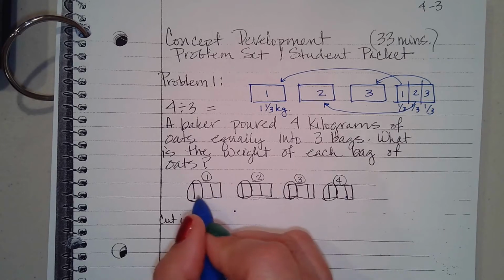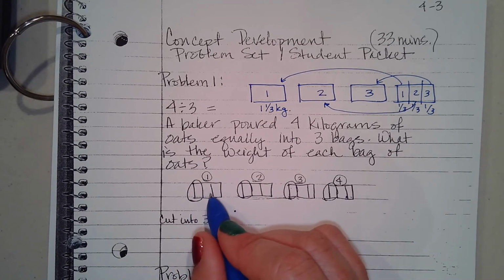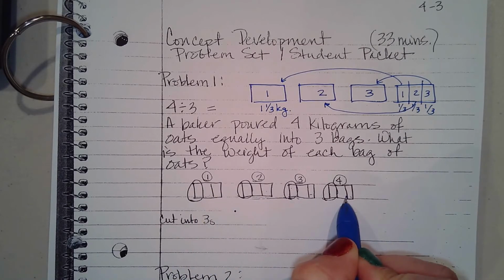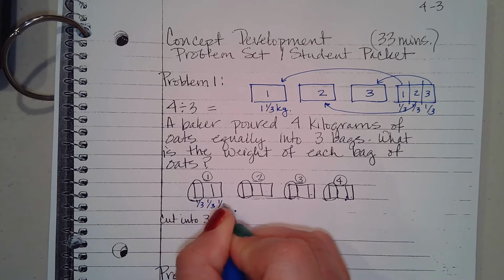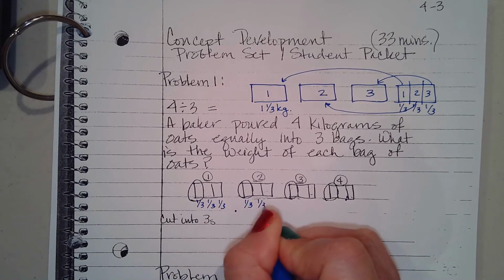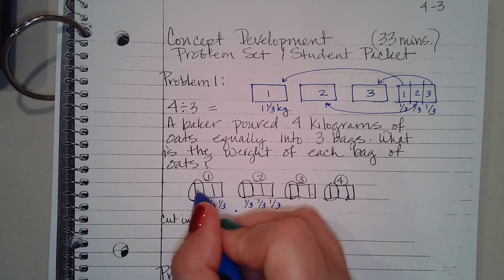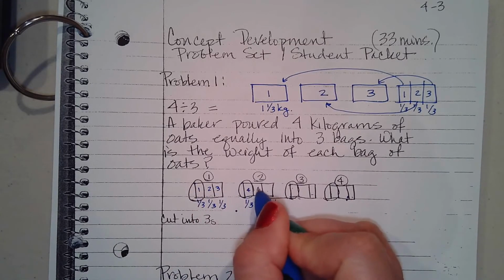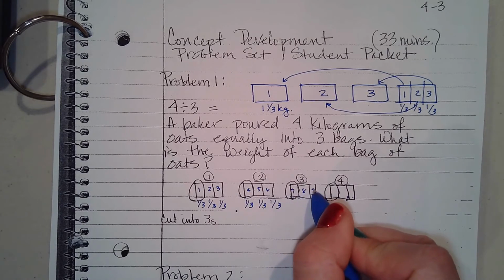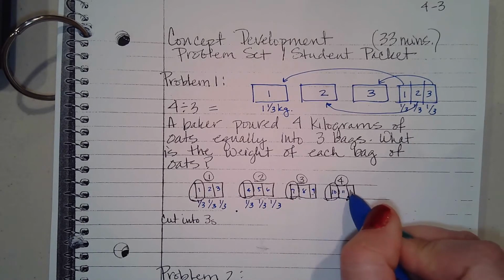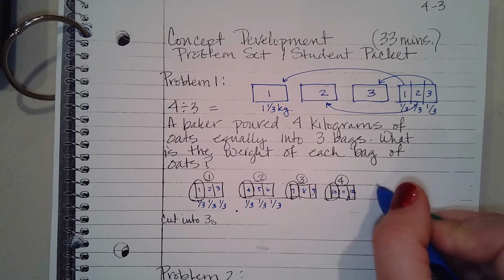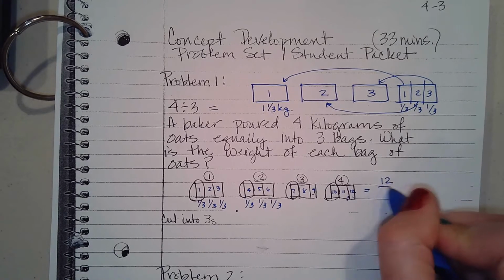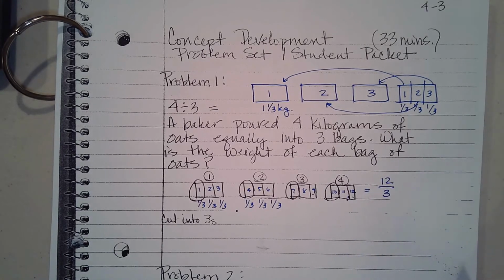So let's see. Here are our 4 kilograms of oats. And then if we break it into thirds, so here's a third, here's a third, here's a third, all the way through. Here's 1, 2, 3, 4, 5, 6, 7, 8, 9, 10, 11, 12. How many thirds do we have? Well, that made 12 thirds, right? All right, think about this for 1 second.